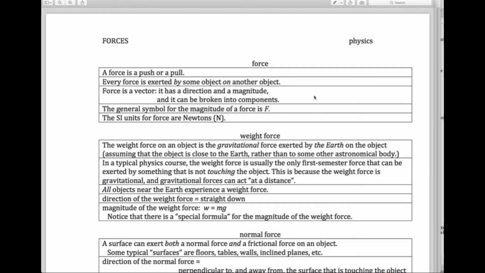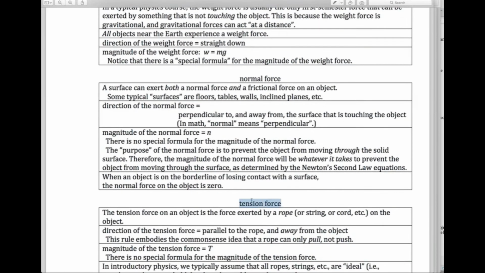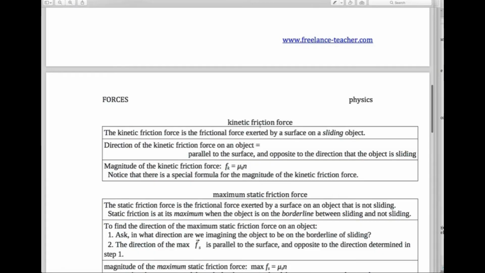Here's another handout which summarizes some of the key information you should be familiar with about the weight force, the normal force, the tension force, and friction force. You can find a link to this handout in the video description box.